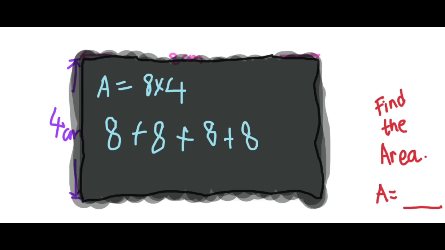Now we can draw 8 dots. In each of the 8, we can draw under that 8 dots. Now we count all the dots: 1, 2, 3, 4, 5, 6, 7, 8, 9, 10, 11, 12, 13, 14, 15, 16, 17, 18, 19, 20, 21, 22, 23, 24, 25, 26, 27, 28, 29, 30, 31, 32.